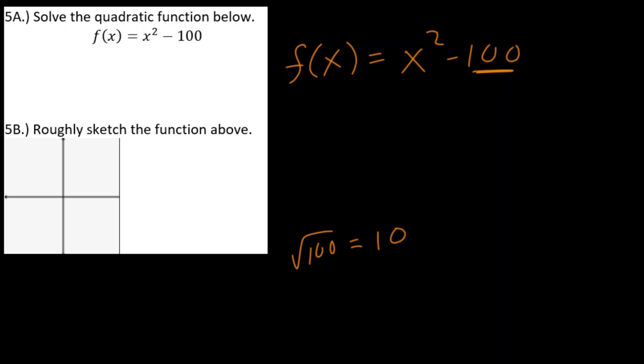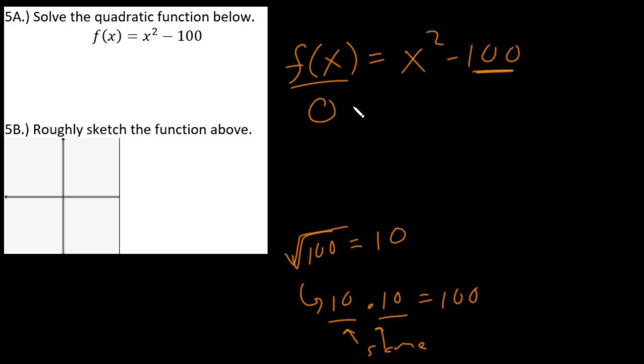It is 10. A square root is asking the question, what times what is equal to 100? But both of those numbers actually have to be the same number. So you would say, oh yeah, 10 times 10 gets you to 100. So the square root of 100 is 10. Which means we set f of x equals 0.